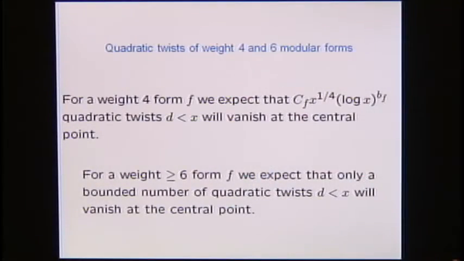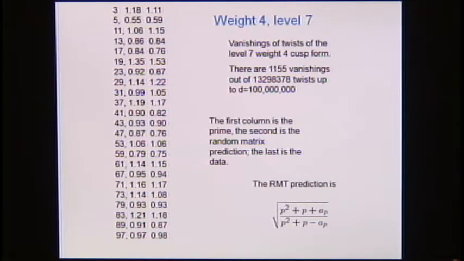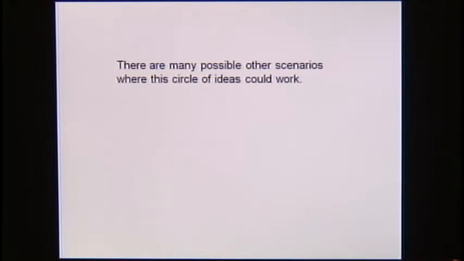You can also do the same thing in arithmetic progressions. So here, go to the LMFDB, look for a cusp form of weight 4 and level 7 that has integer coefficients. And then you can do the same kind of experiment here. And there are many other scenarios where this idea has been worked out and could be worked out.